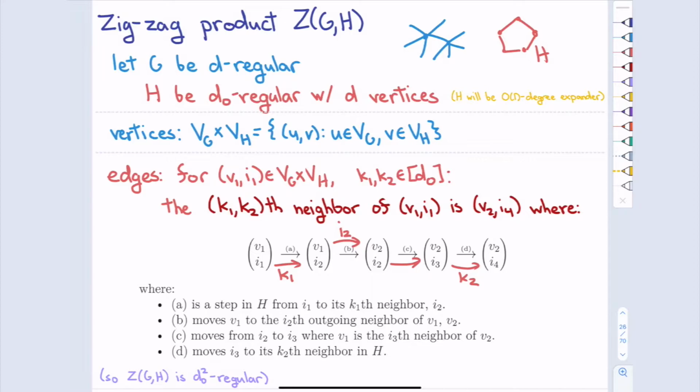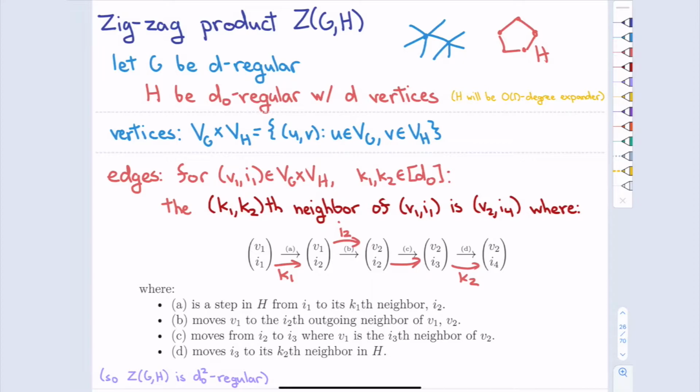So if this goes to vertex 5 over here, that tells me on the G side to go to the 5th neighbor of v. And that's the basic idea: I'm going to take one step in H, and I'm going to use that to choose a step in G.